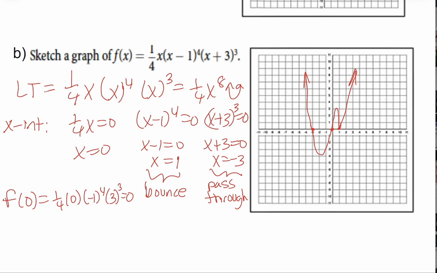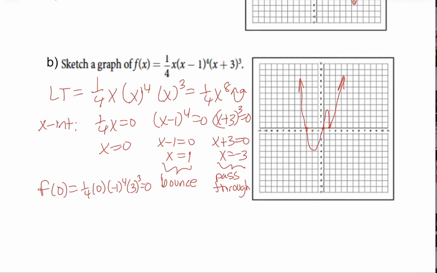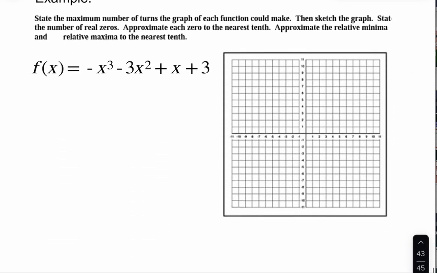Okay, and so that would be the sketch of the graph. I don't need anything more than that. Now, if you want to plug in points, go for it. There's no need. If you want to, yay, go for it. Okay, let's look at this one.